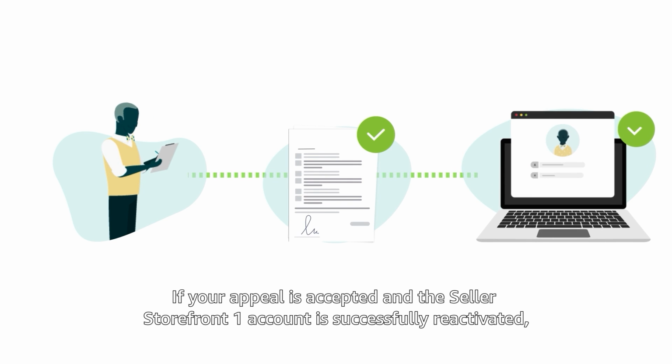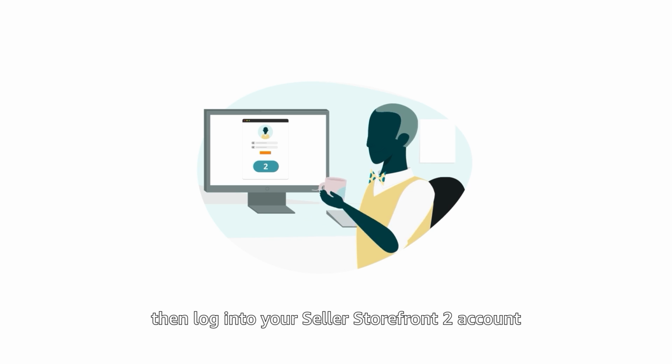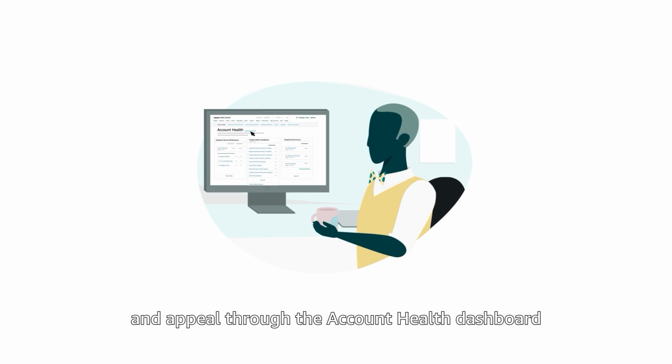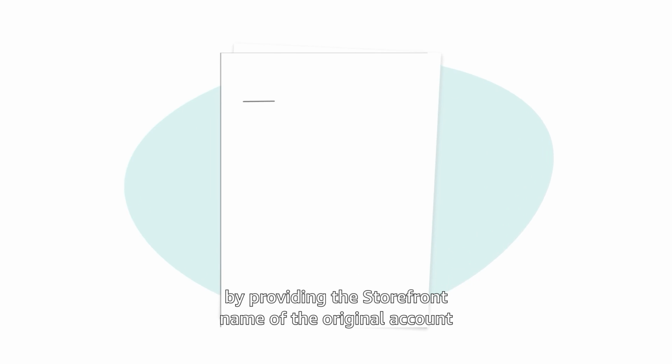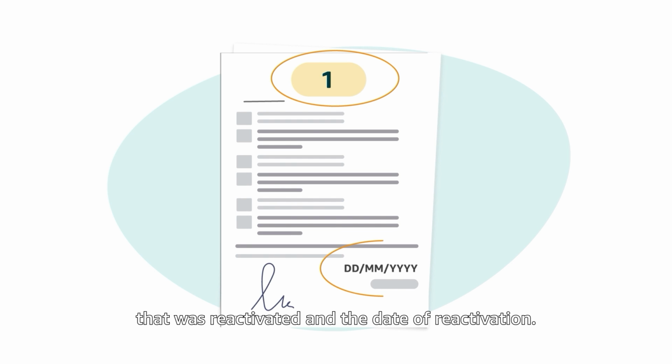If your appeal is accepted and the Seller Storefront 1 account is successfully reactivated, then log into your Seller Storefront 2 account and appeal through the account health dashboard by providing the storefront name of the original account that was reactivated and the date of reactivation.